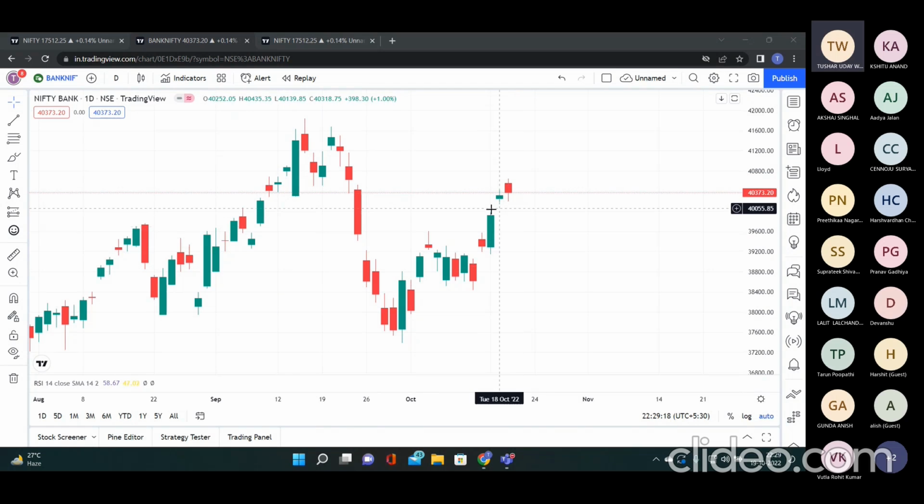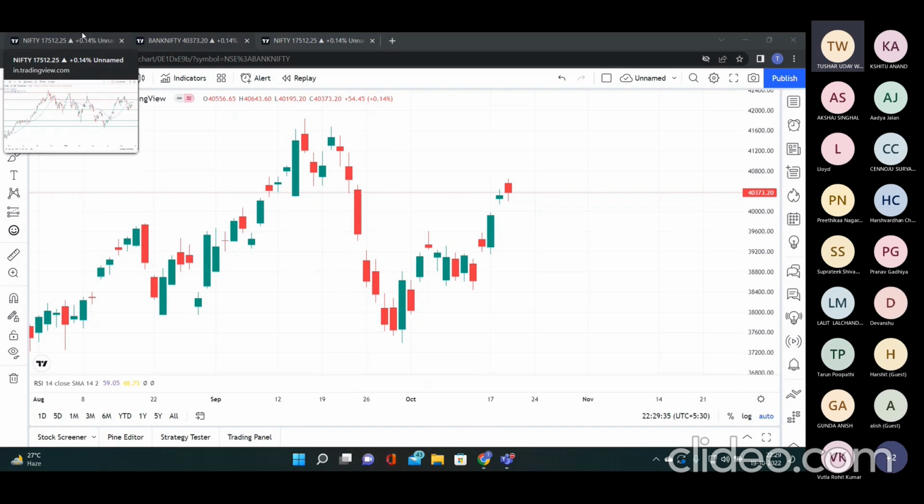Then we have the bullish candlestick, where we can see the price movement, that is that day's high and that day's low, and we can get the price range. So moving on to the next, we will get to support and resistance.